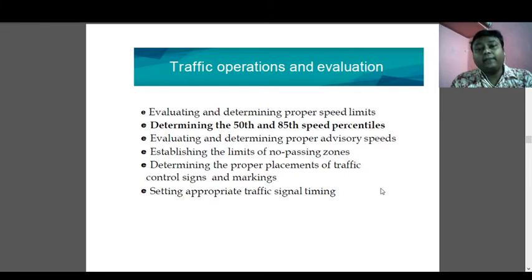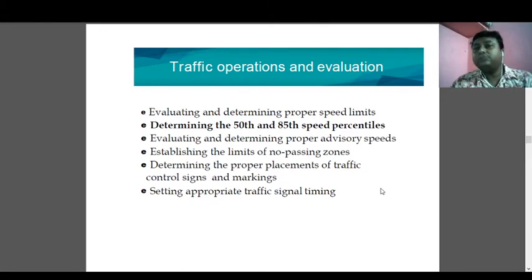Evaluating and determining proper advisory speed, establishing the limit of non-passing zones, determining the proper placement of traffic control signs and markings, and setting appropriate traffic signal timing. So all of these points are very general statements in terms of your traffic speed evaluation, but only point number 2, which I made a bold point, is the 50th and 85th percentile speed.